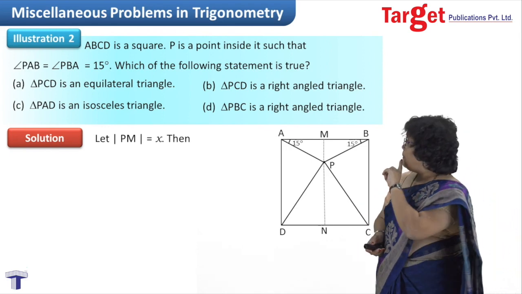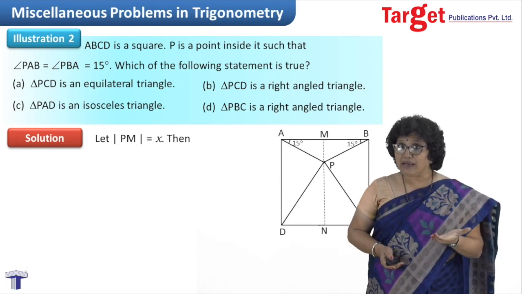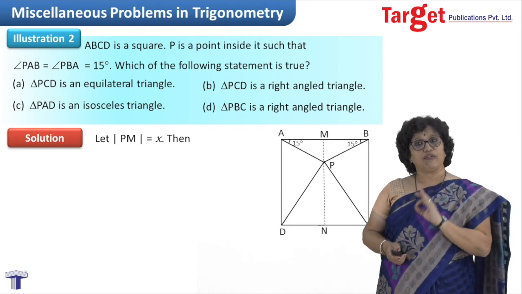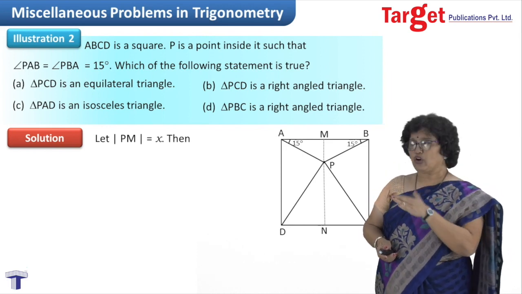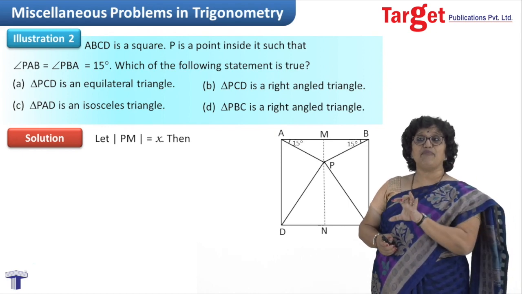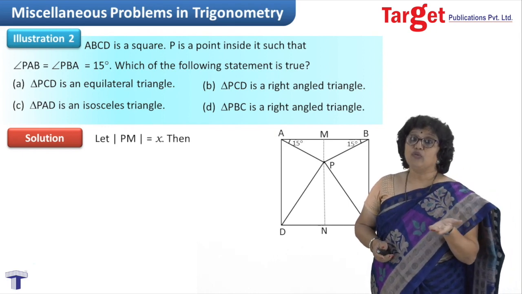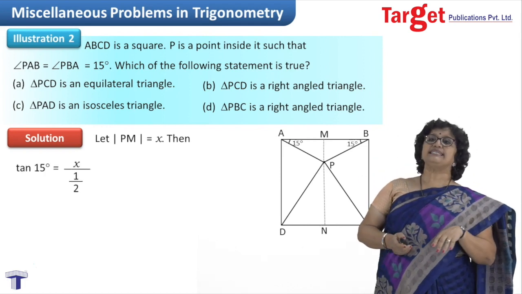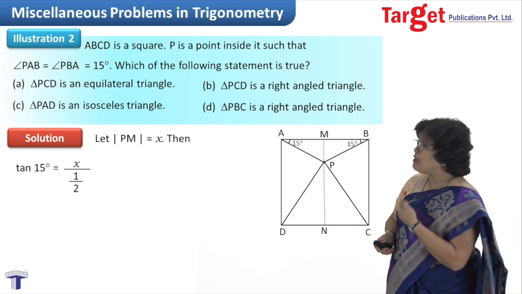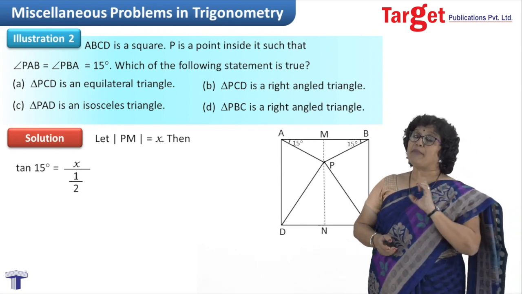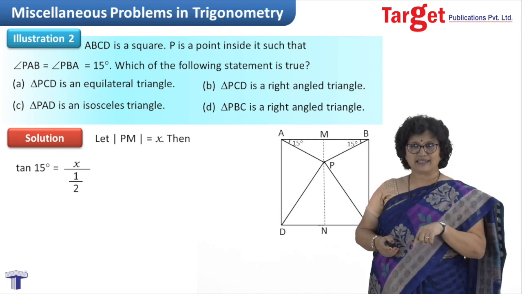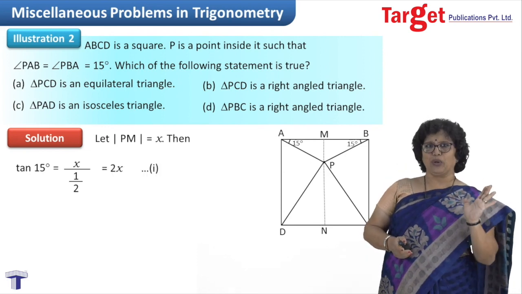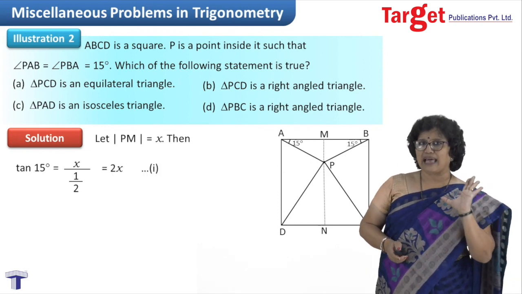Also, due to symmetry of the figure, M would be nothing but the midpoint of AB, and N would be the midpoint of CD. So if required, length MB and length AM can be written as 1 by 2, because you have taken AB as 1. Fine. I proceed from here and I say tan 15 degrees would be X upon 1 by 2. Why do I say so? PM upon AM. PM you have assumed as X, and AM just now I said is 1 by 2. And hence tan 15 degrees you are writing as 2x. In terms of X, I have written tan 15 degrees.